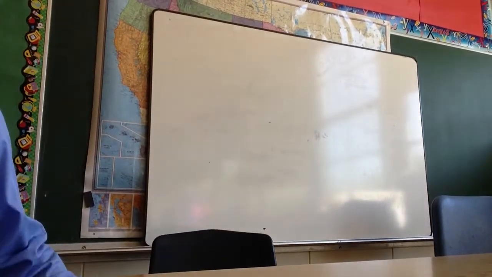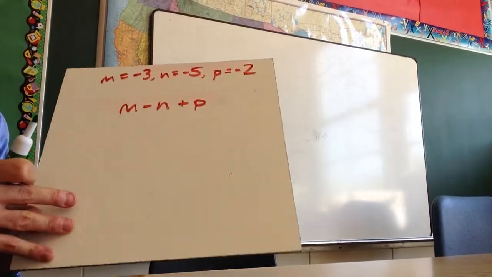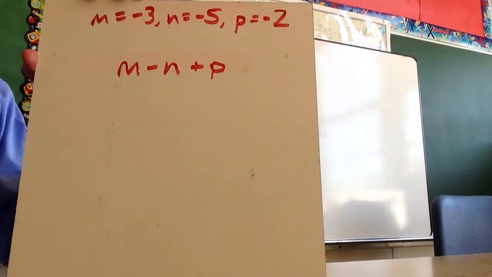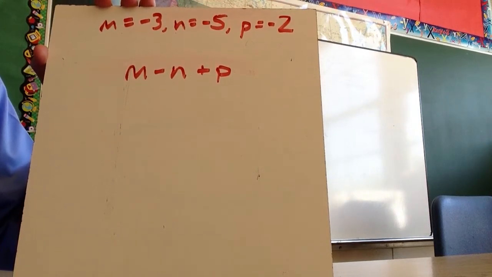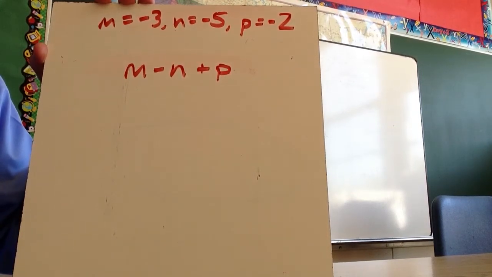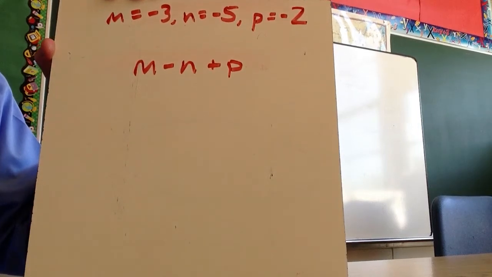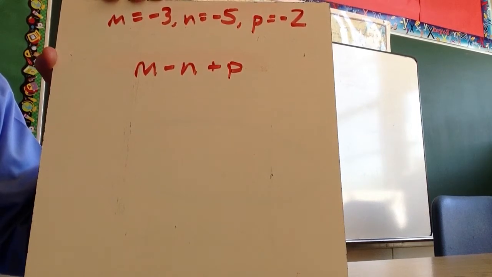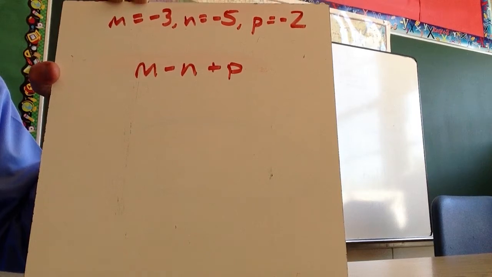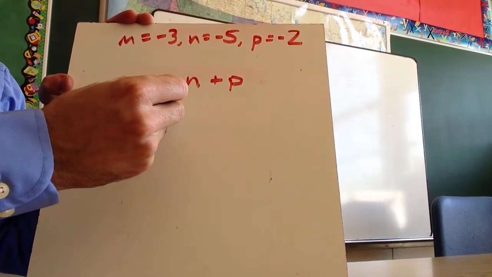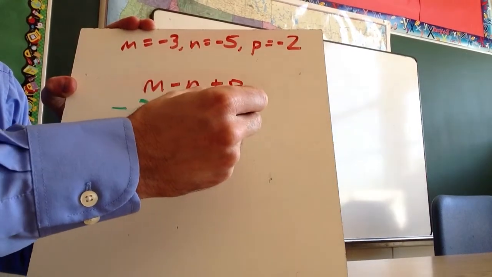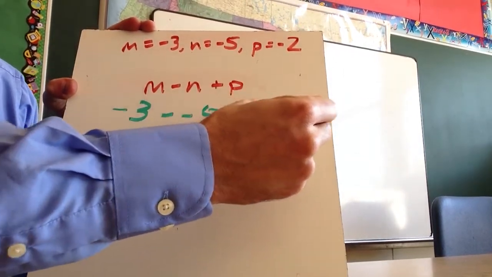All right, you practice. M minus N plus P. If M is negative 3, N is negative 5, and P is negative 2. Please pause the video at this time to practice this problem. So this is going to be negative 3 minus negative 5 plus negative 2.